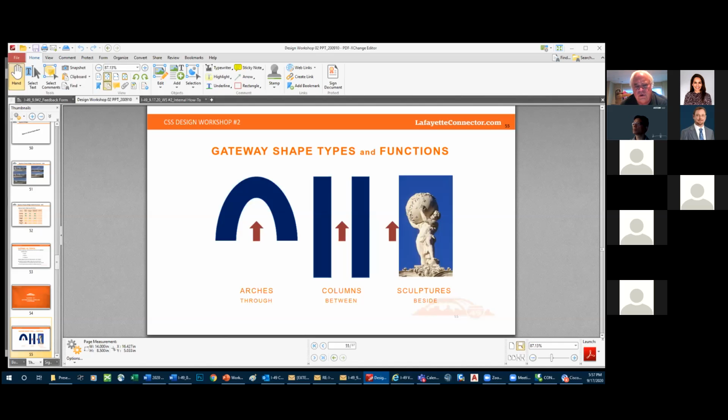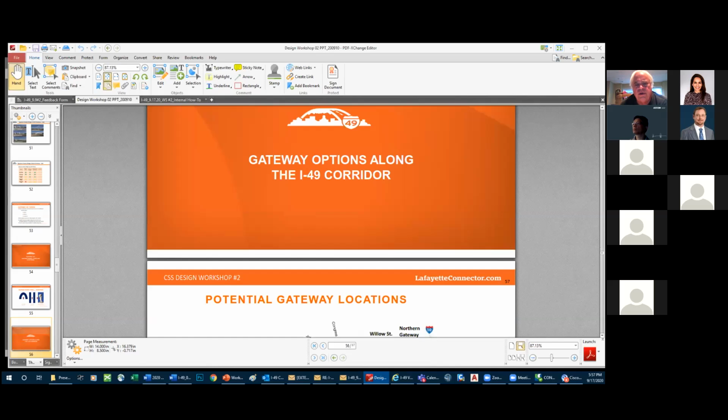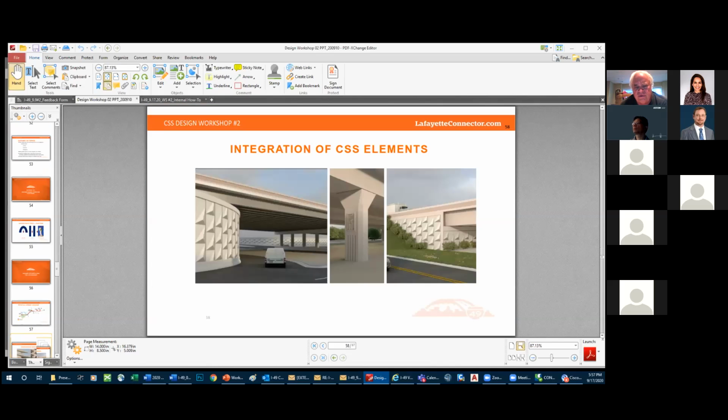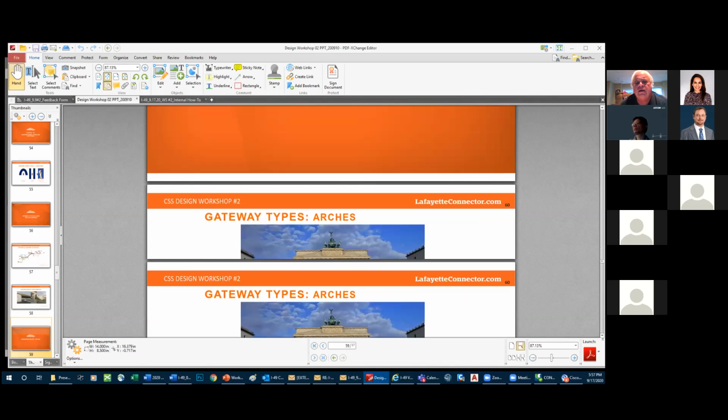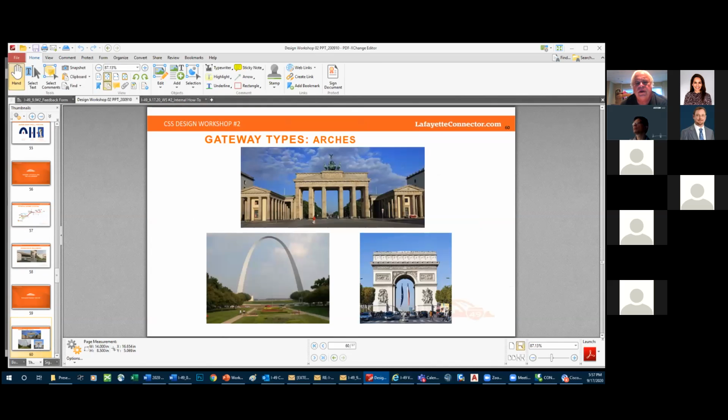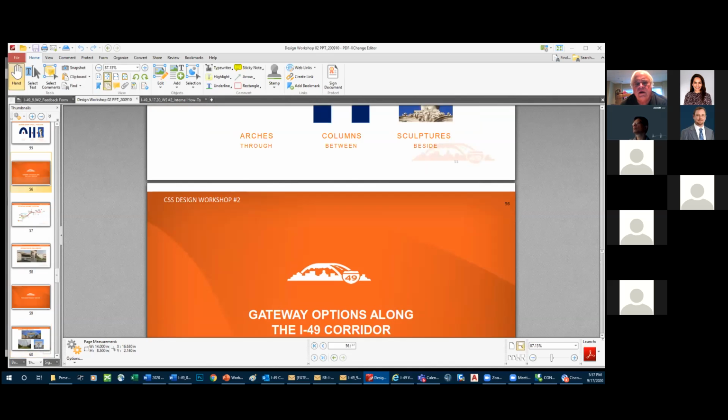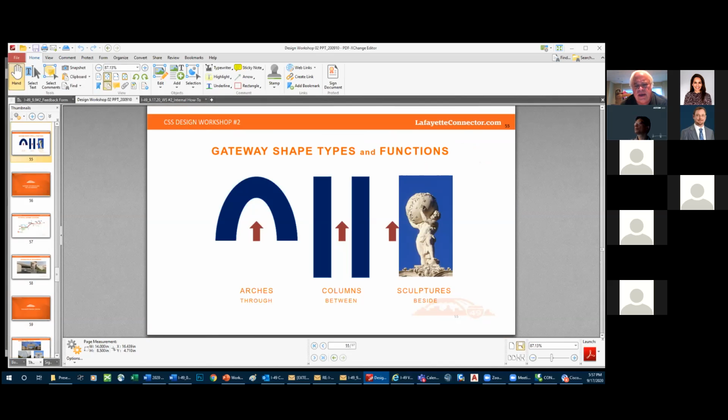And so we've got a quick overview here of some gateway types as we've surveyed gateway features around the country, around the world. They tend to be a combination of either arches. Let's go back a little bit. I think you jumped up ahead. Arches where you actually pass under columns, possibly between, or sculptural artwork, three-dimensional sculptural artwork that can stand aside in the open space and actually be integrated into the landscape.